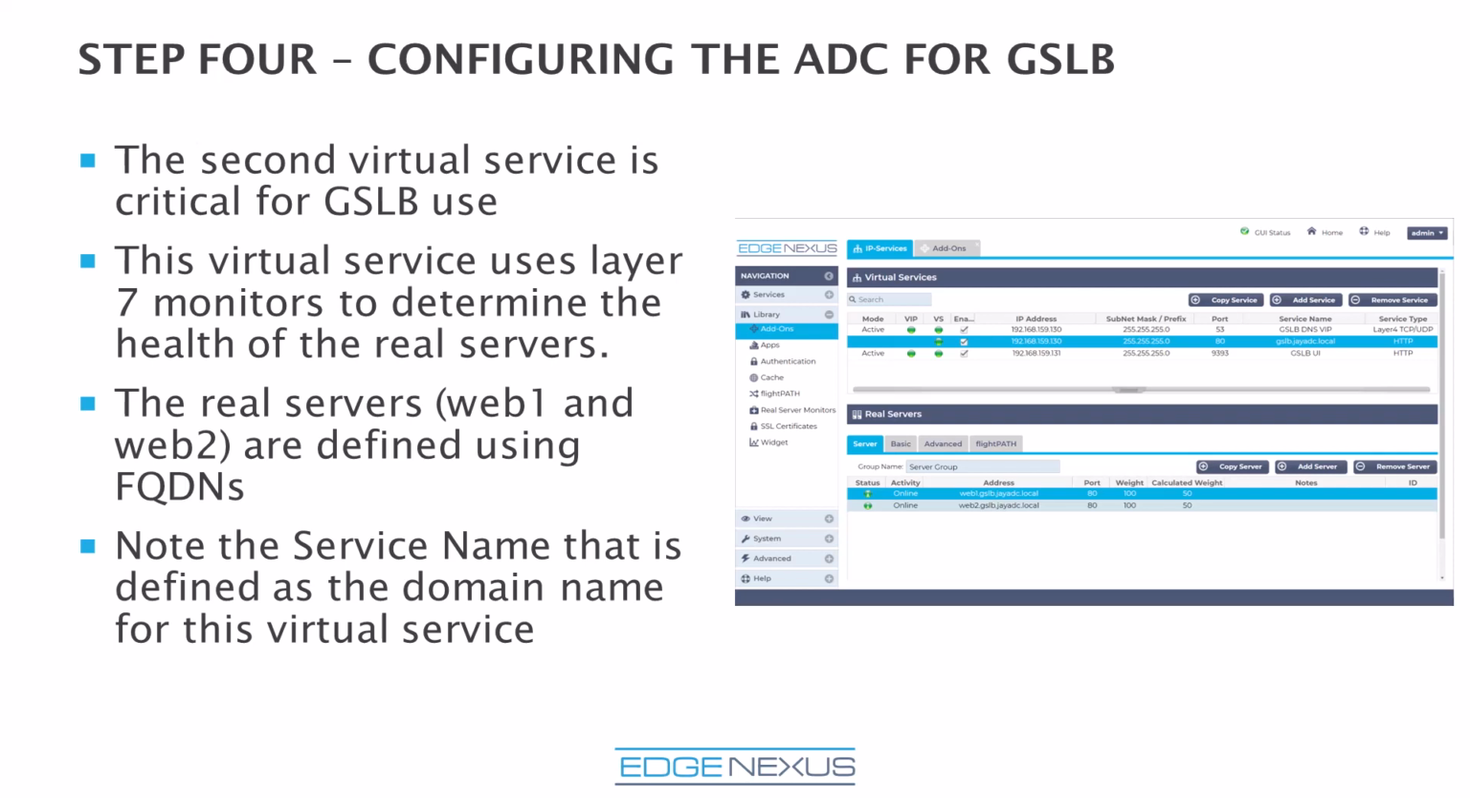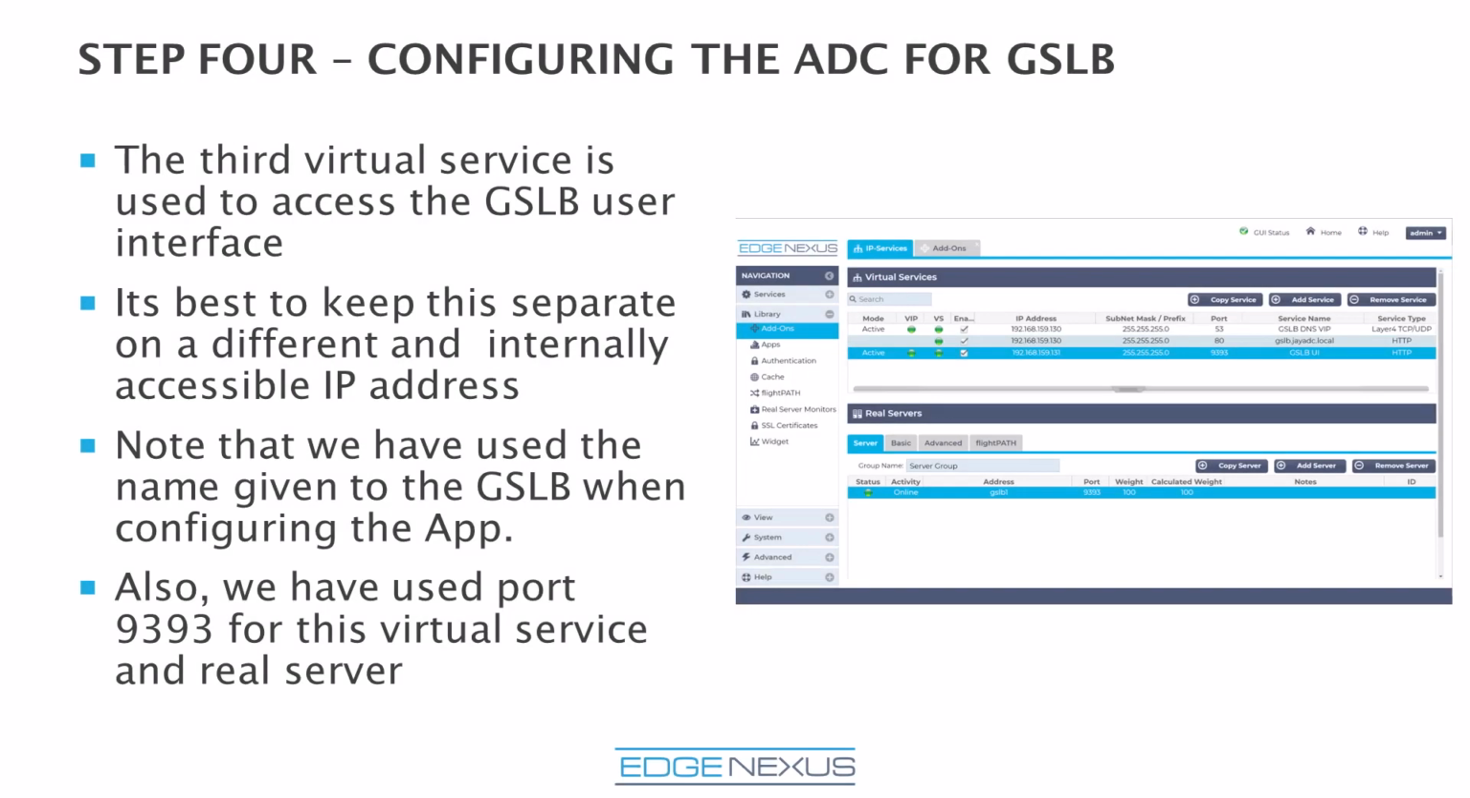Finally, it is important to note that the service name for this virtual service is the domain name defined in the GSLB. This represents what the CNAME entry in the upstream DNS server will be pointing to, to resolve the IP address for the service the client is trying to access. So in our example, this will be gslb.jadc.local. The third virtual service allows administrative users to access the GSLB user interface.